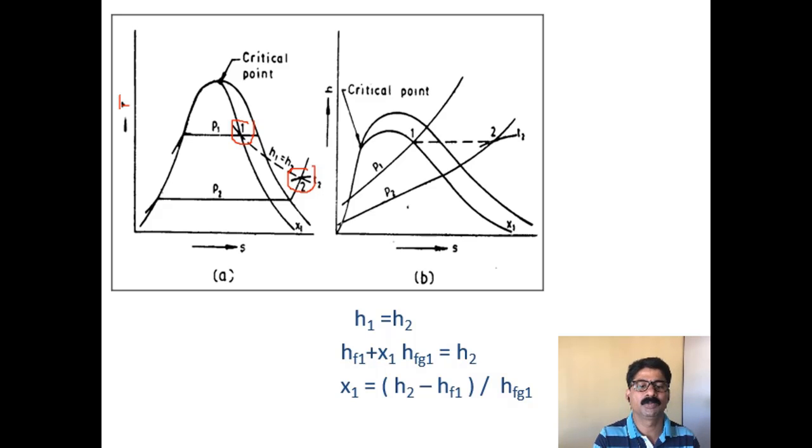On an enthalpy-entropy HS diagram, or Mollier chart, the isenthalpic line is horizontal. So this is state 1 at pressure P1 with dryness fraction X1, and state 2 is in the superheated region with pressure P2 and temperature T2. H2 you can obtain from the steam tables. At pressure P1 you can find H1, HF1 and HFG1. So H1 is nothing but HF1 plus X1 HFG1, so X1 is nothing but H2 minus HF1 divided by HFG1. This is how you calculate the steam dryness fraction using a throttling calorimeter.